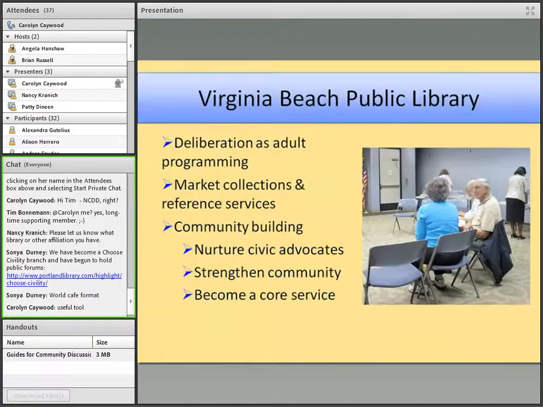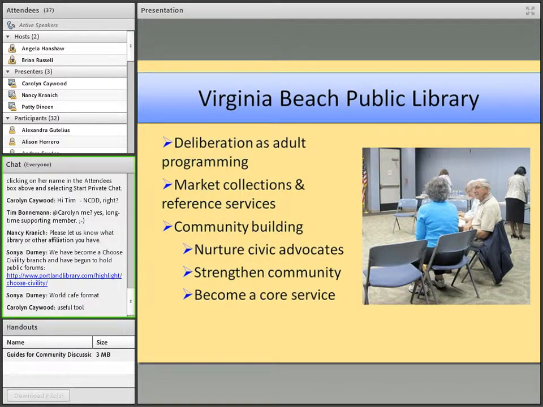Now, in Virginia Beach, typically the program is just viewed as adult programming. One of the most important aspects of it, I feel, is getting buy-in from administration. Some of the points I like to make are that this kind of program attracts the sort of people we want to be active in the library: potential users, information junkies, activists.